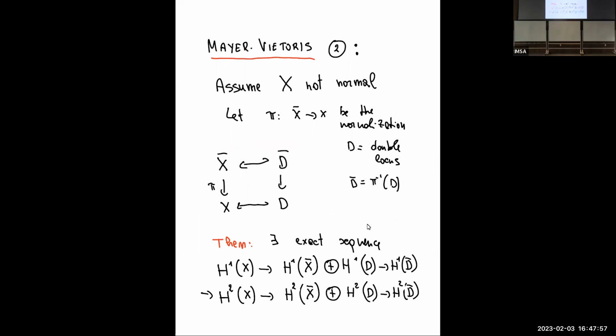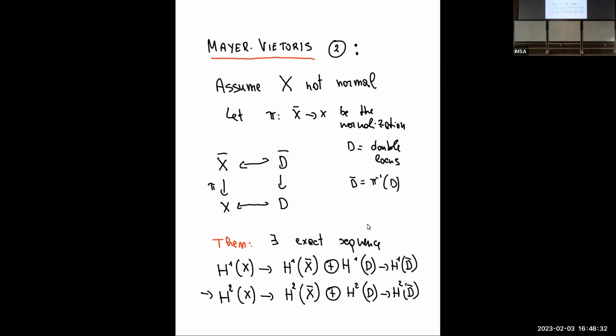Now, if we are in the case where X is not normal and we consider the normalization, we have a similar exact sequence which comes from Mayer-Vietoris theory. And this is the form. So we have H1 of X, which maps into H1 of X bar plus H1 of D, and then it maps into H1 of D bar. And this is the map relative to the resolution.